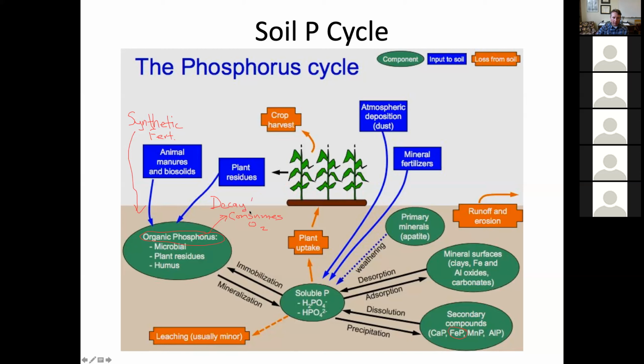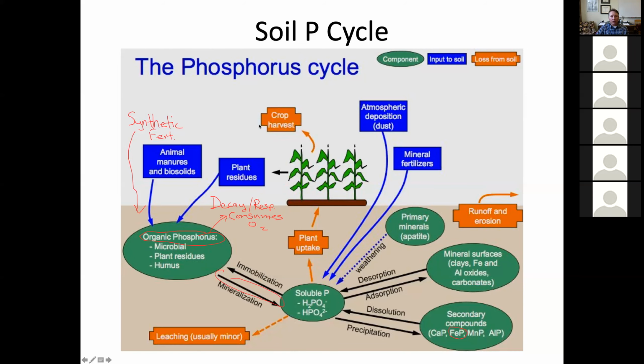So this is done via decay or respiration. And then that decay allows us to mineralize it, produce the soluble phosphate that plants can use.